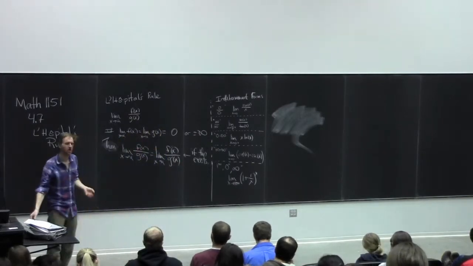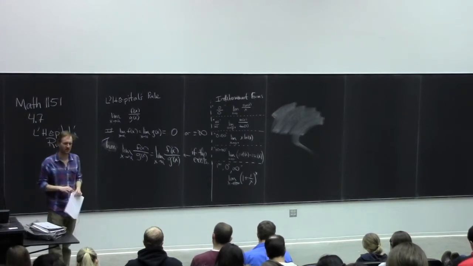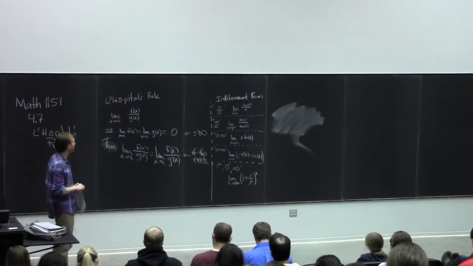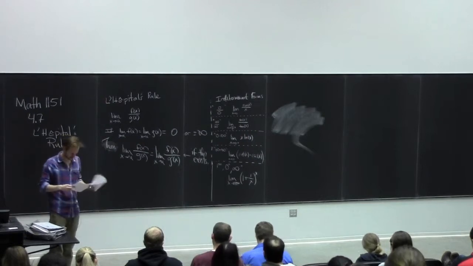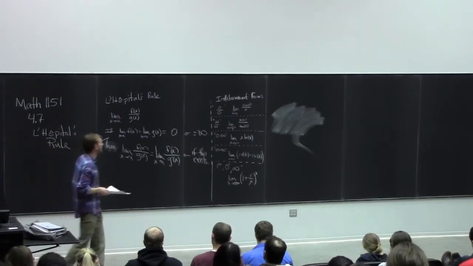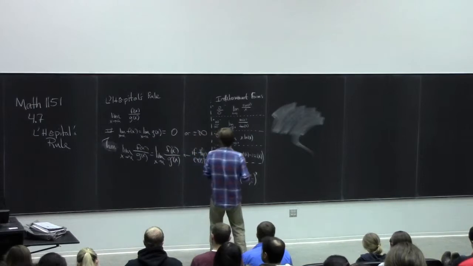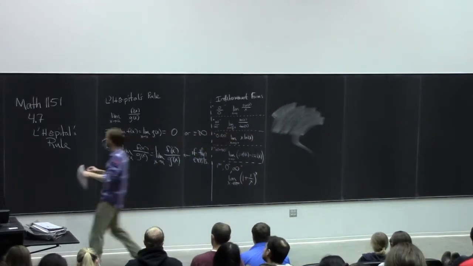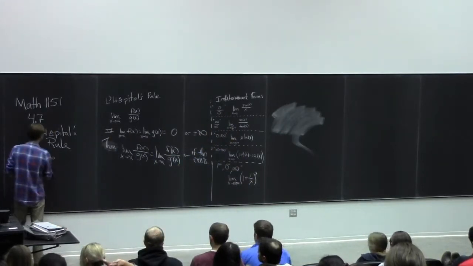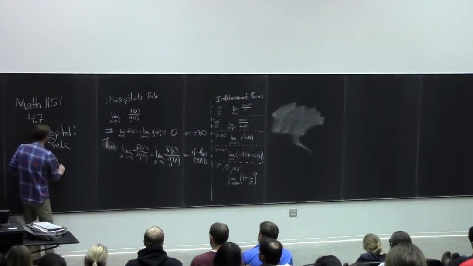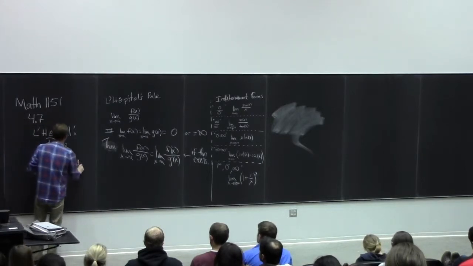Okay, let's try to use L'Hopital's rule to calculate some of these. I guess I'll say one more thing. Your book makes a big deal out of the fact that 0 to the infinity is not an indeterminate form.